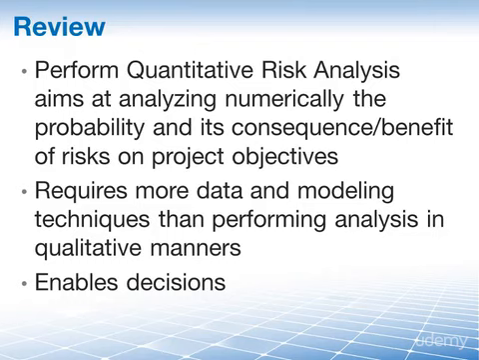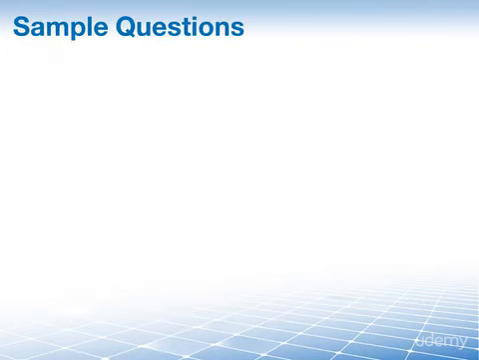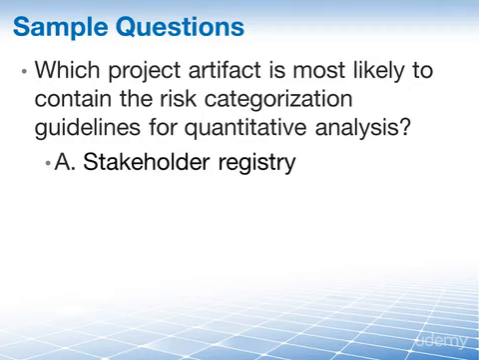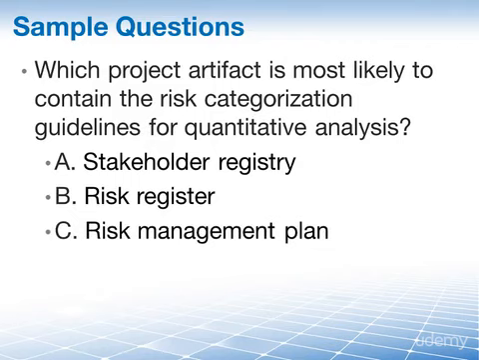And this concludes our look at the Perform Quantitative Risk Analysis. And now let's take your newfound knowledge and apply it to a PMP exam sample question, which is this here. Which project artifact is most likely to contain the risk categorization guidelines for quantitative analysis? Is it A, the stakeholder registry, B, the risk register, C, the risk management plan, or is it D, the sensitivity analysis? Take a moment here.